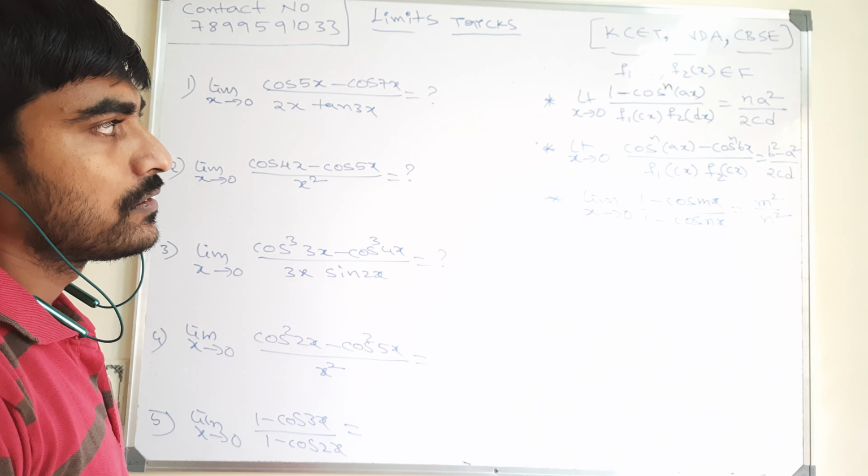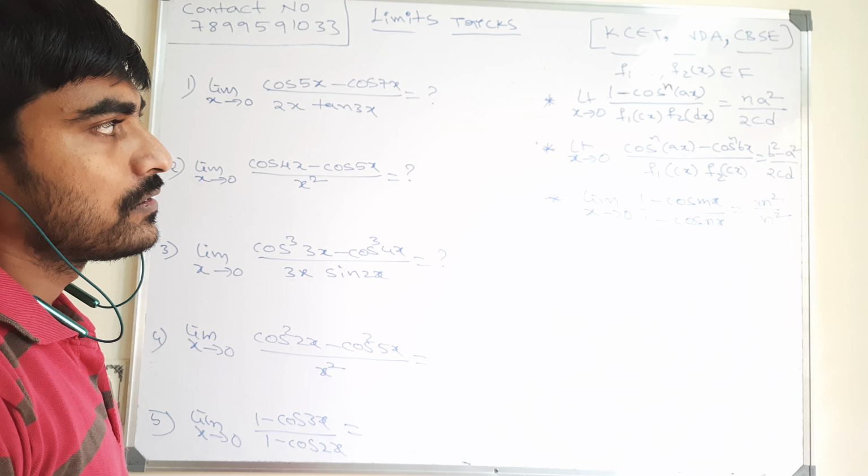Limit x tends to 0, (cos ax minus cos bx) whole divided by f1 of x, f2 of cx. You take this as cx and this as dx. Here also this is d. Now tell me the formula. The trick is just (b square minus a square) by 2cd. That's it.